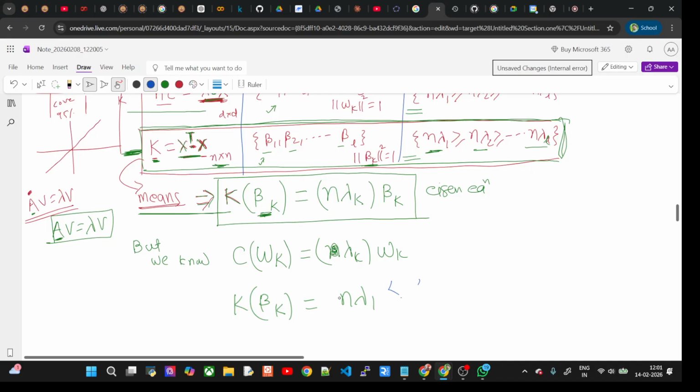Okay, the system got hanged, but okay, so what happened, this equation here, K into beta k equals n lambda k into beta k, this one what we said. You got this equation here, K into alpha k and lambda k beta k, because beta k are some kind of eigenvectors, we said. Okay, these are the eigenvectors.